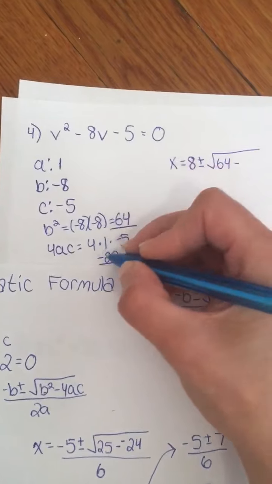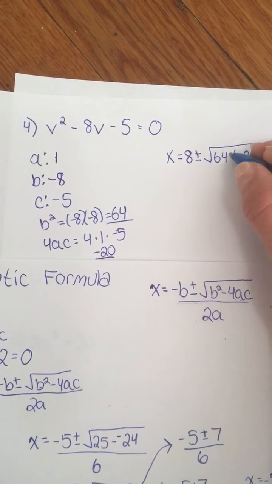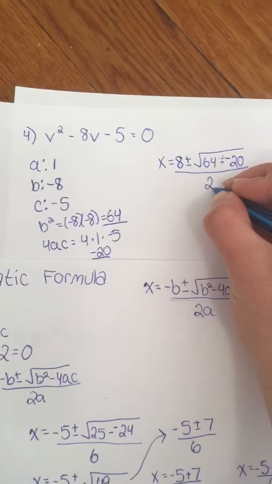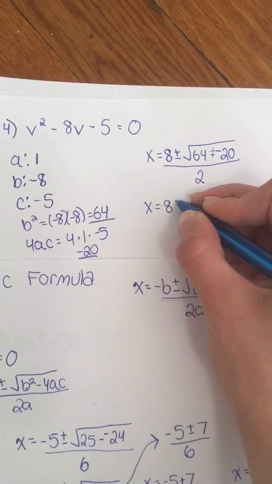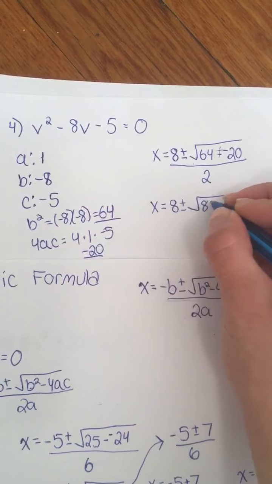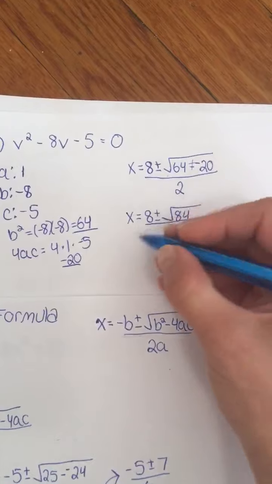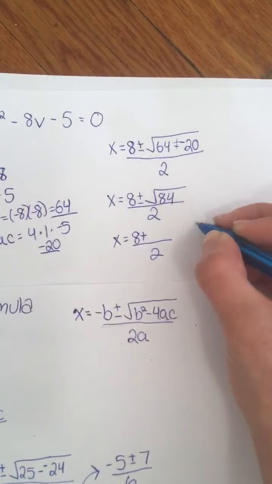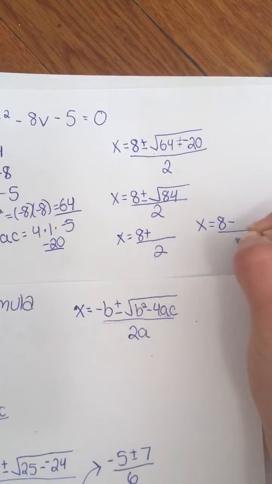Minus 4ac, that would be minus negative 20, which you know this will turn into plus, right? Over 2a, 2 times a is 2. Okay, so 8 plus and minus the square root of 84 over 2. And then we have to use our calculator to find that square root. So it's going to be 8 plus whatever that is over 2. And then also 8 minus whatever that square root is over 2.